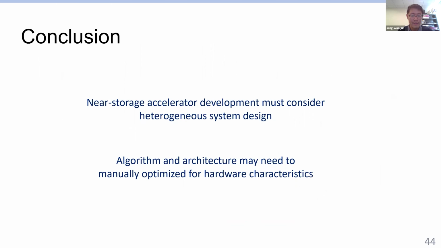And the conclusion that we have from all of our exploration is that if we want to have effective near storage acceleration, it must consider, first of all, heterogeneous system design. Take into account memory performance, take into account the balance of performance between the near storage accelerator and the PCIe and the host side accelerators. And in order to achieve this, the algorithm that we implement and the architecture that we implement it on may also need to be manually optimized for hardware characteristics.